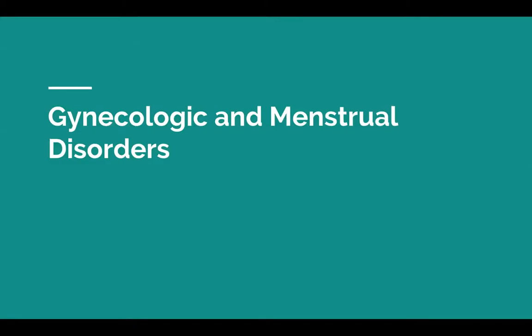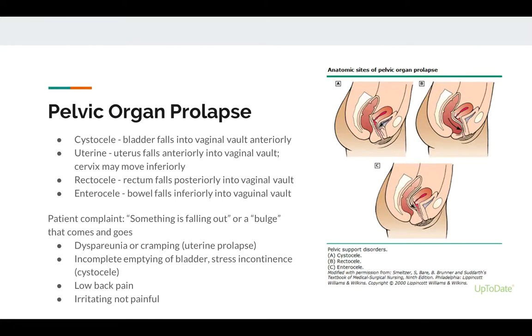Okay, so now that we've gone really quickly through the breast, we're going to get a little bit into gynecologic and menstrual disorders. The first one that you're probably going to see a little bit of in your practice is pelvic organ prolapse. So in pelvic organ prolapse, either the bladder, the uterus, or part of the rectum or the bowel is bulging from its normal space and compressing the vaginal canal. You can see here in A, the bladder is moving forward and compressing the anterior wall of the vagina.